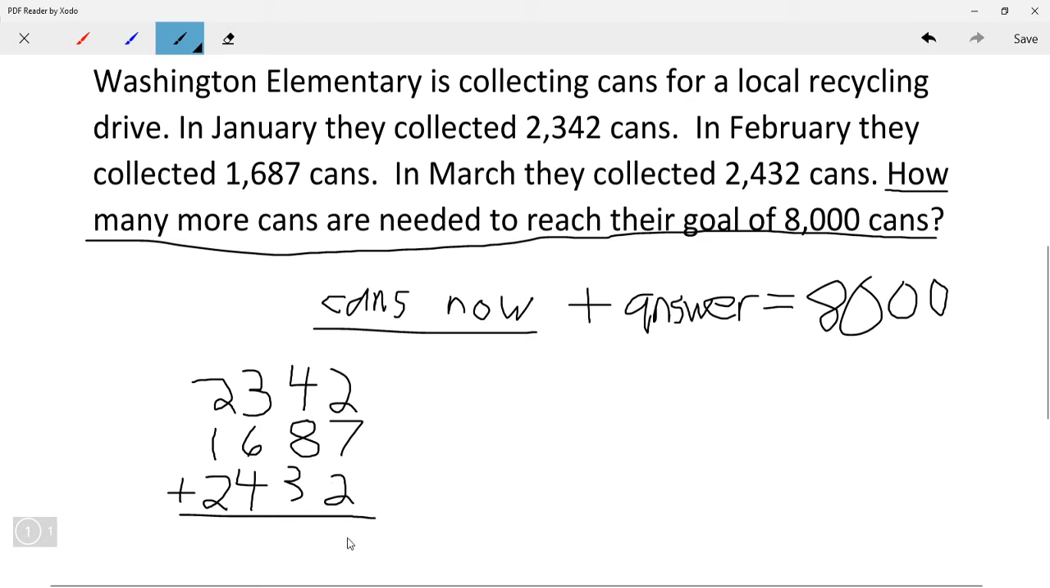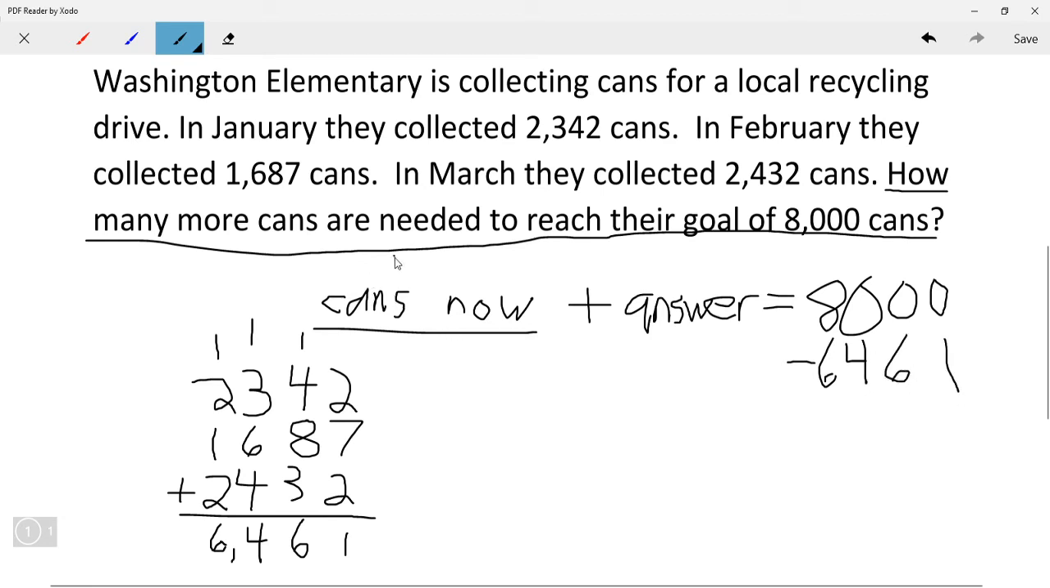2 plus 7 is 9, plus 2 is 11, 1 plus 4 is 5, plus 8 is 13, plus 3 is 16, 1 plus 3 is 4, plus 6 is 10, plus 4 is 14, then 1 plus 2 is 3, plus 1 is 4, plus 2 is 6. So we are at 6,461, and we have to subtract that from 8,000 because, right, that's the cans now.